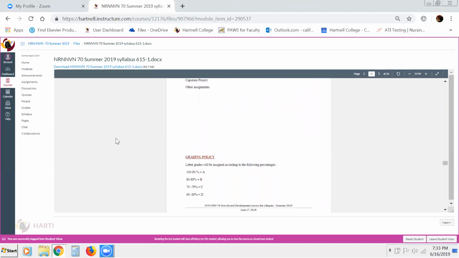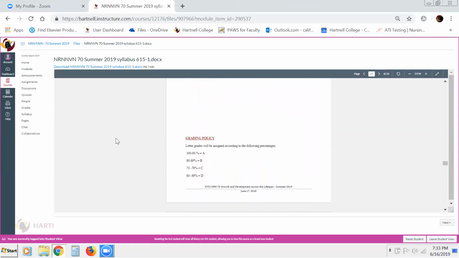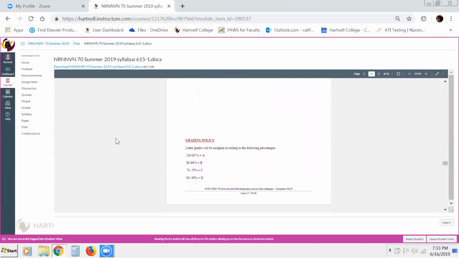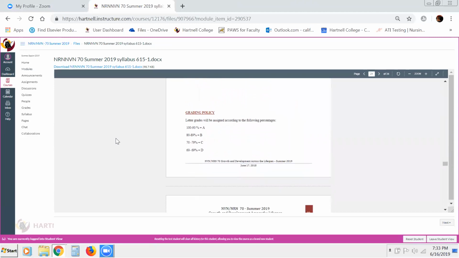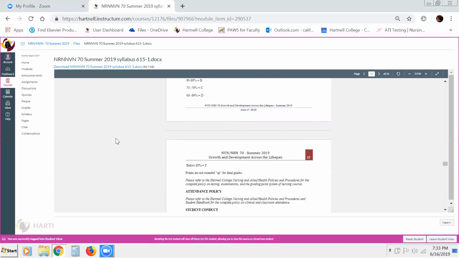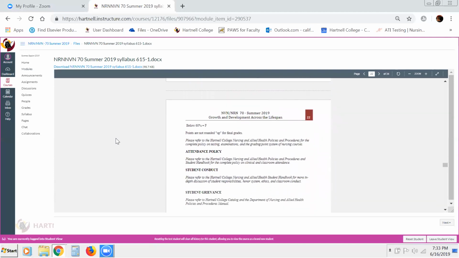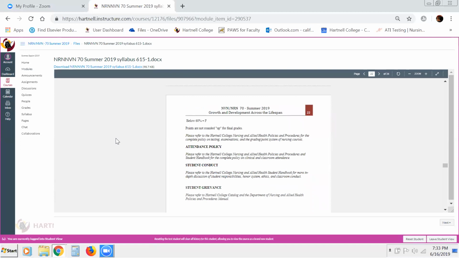So here we come to the grading policy, which is probably one of the more important things that you would like to know about. So our nursing and allied health follows this grading policy. A is 90 to 100, B is 80 to 89%, and so on. Points in nursing and allied health are not rounded up for final grades. So if you had, for example, a 79.2, then that would be a C. We would not round that up to a B.